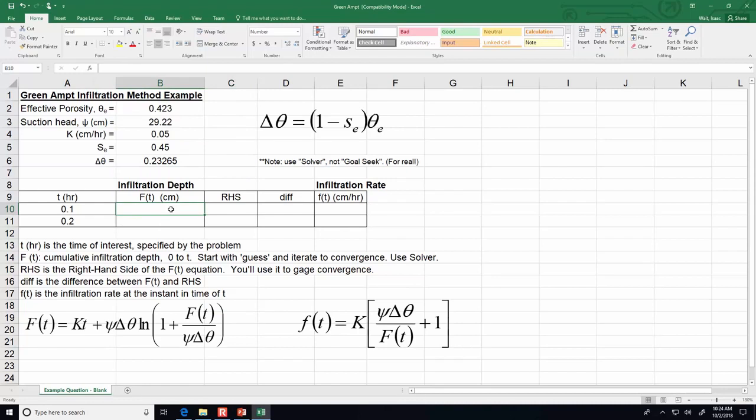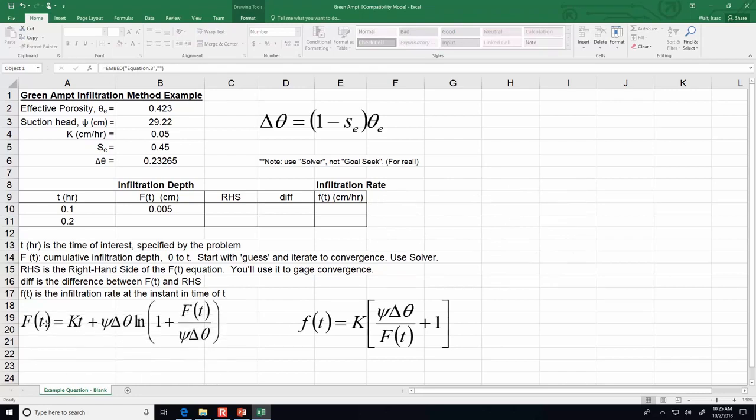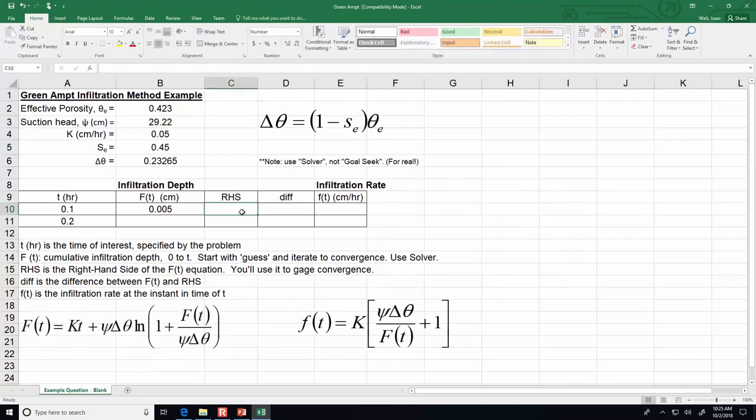Okay, so infiltration rate. We have to start with a guess. It said that an initial guess might be K times T, so let's just have that as our first guess here. T times K. So here's our initial guess of the infiltration depth. Now the right-hand side of the equation that we're going to be typing in is the right-hand side of this equation. Okay, so right-hand side is K times T.